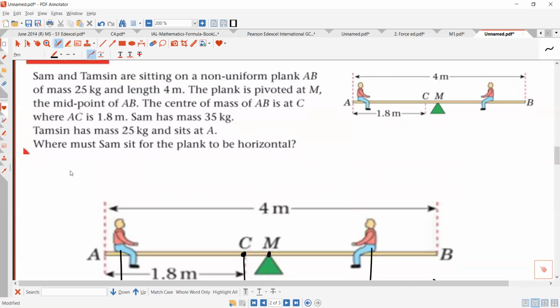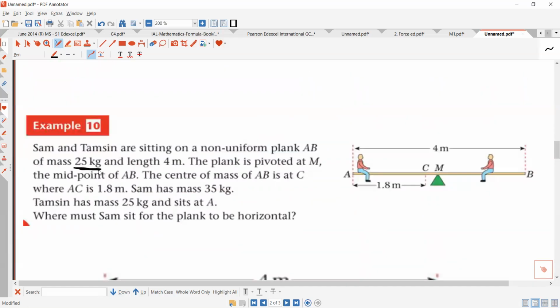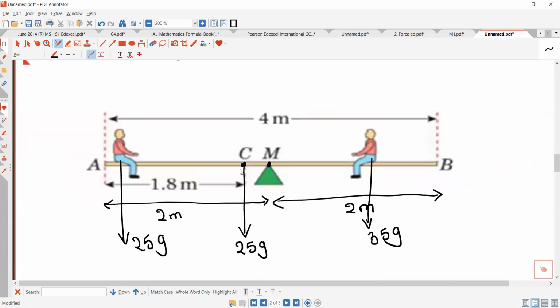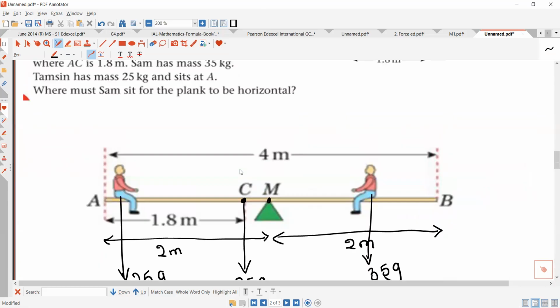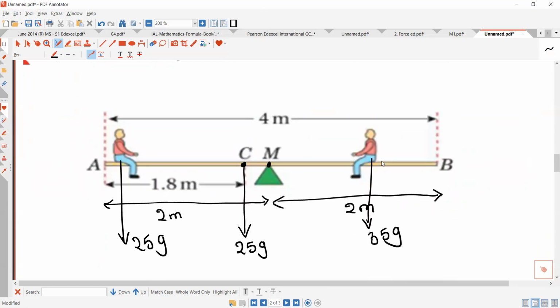They wrote C 25G. The mass of the rod is 25, so the mass will act where the center is. Where is the center? The center is 1.8 meter from A. Everything is given to us. Where must Sam sit for the plank to be horizontal? So they are asking us where he should sit. So how much is this? This is X meter. We don't know how much that is.